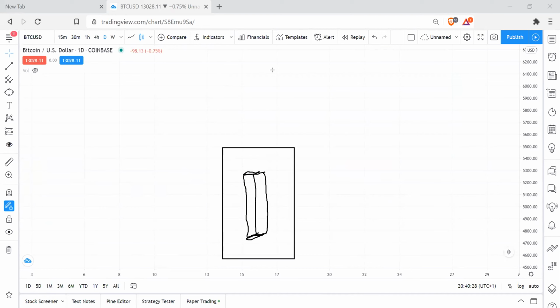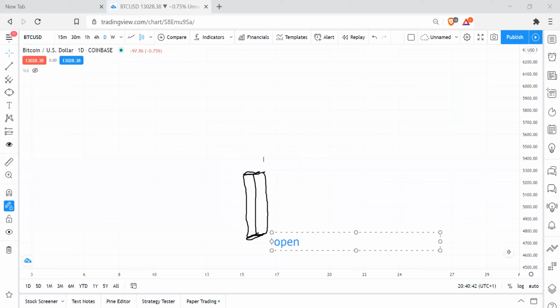So now, on the next day, this is where I need you to follow me on the train of thought. On the next day that begins, remember that price opened here and it closed here.